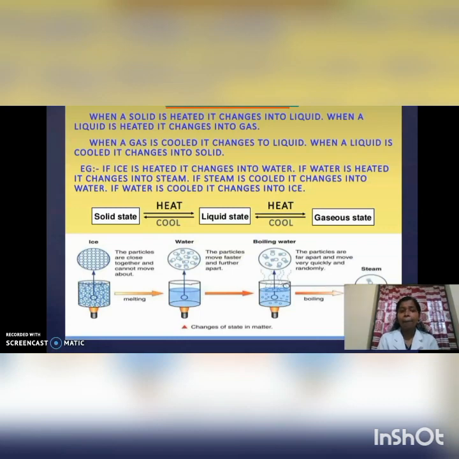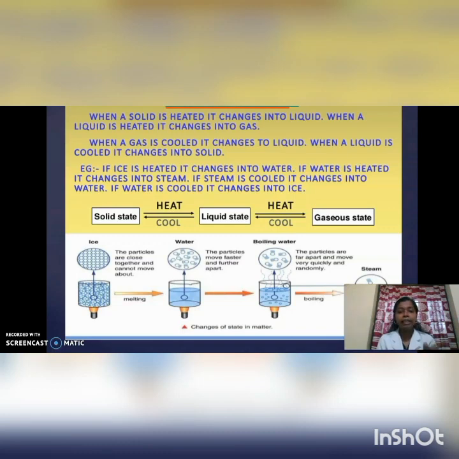So what happens when a solid is heated? It changes to liquid. And when the liquid is heated further, it changes to gas. And when a gas is cooled, it changes to liquid. And a liquid changes to solid by further cooling. So that is the process we already know.